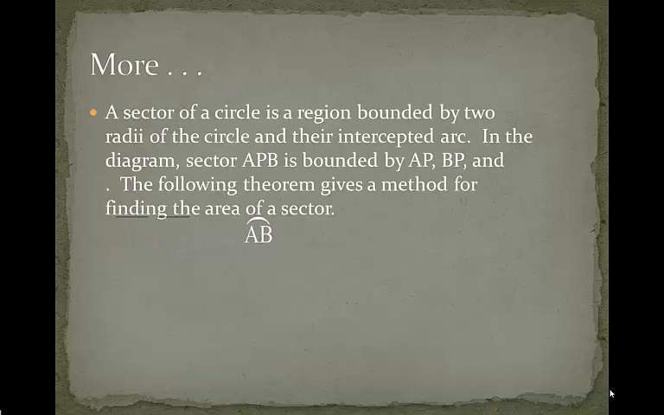A sector of a circle is a region bounded by two radii of the circle and their intercepted arc. In the diagram, sector APB is bounded by AP and BP, and the following theorem gives a method for finding the area of a sector. So a sector is going to look something like this. You have a circle, and then here's the center point, here's a radius, and here's a radius. So this is my sector all in here. Let's just say this is A and this is B. This is my sector AB, okay?